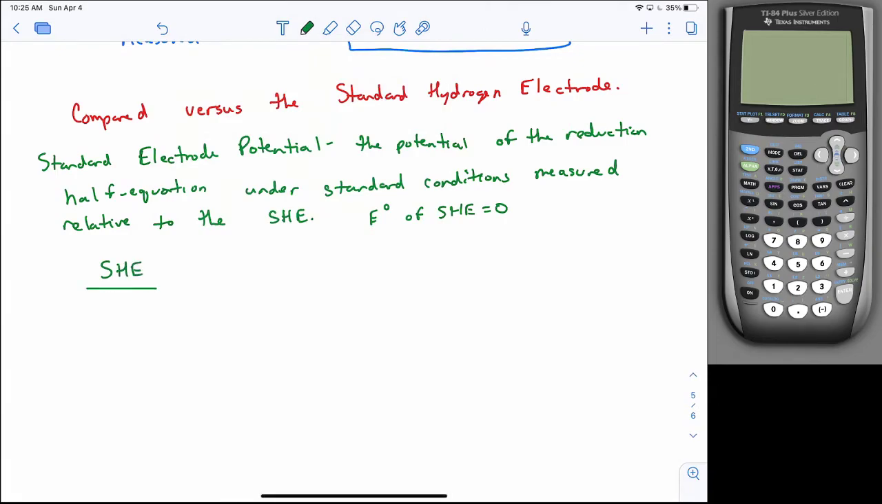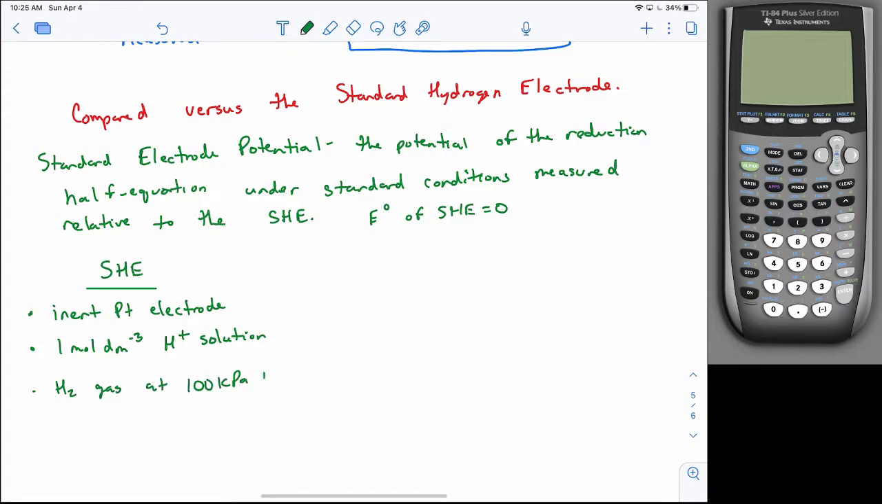The characteristics of the standard hydrogen electrode that you need to know. Okay. Inert platinum electrode. Okay. 1 molar acid solution, H plus solution, I should say. And then H2 gas at 100 kPa and 298 Kelvin. Okay. So this is what's happening on that half cell, and whatever other half cell you're using, you're doing it as one molar as well. So everything's consistent here.